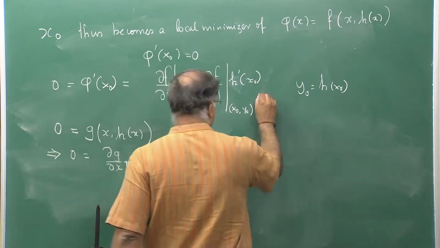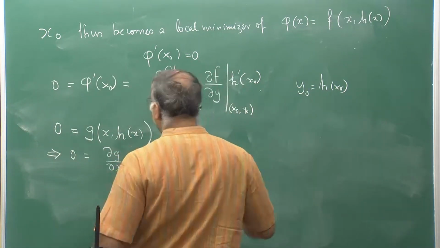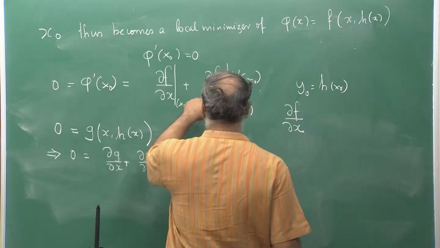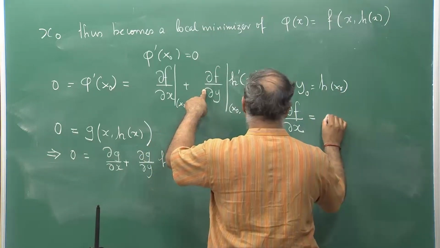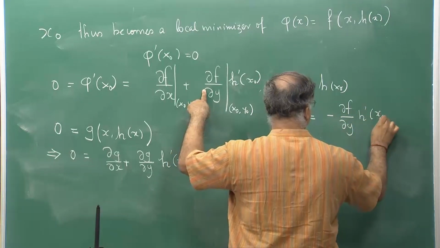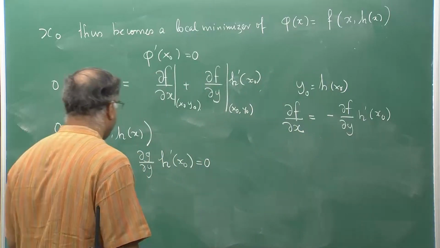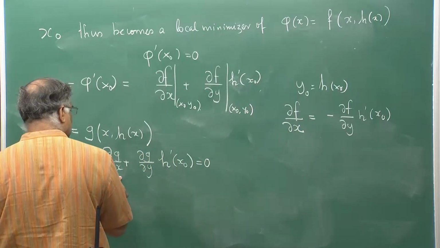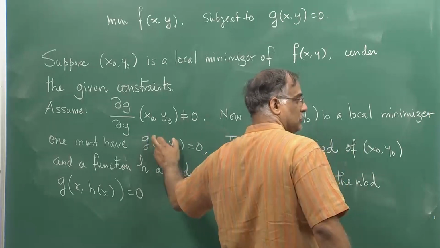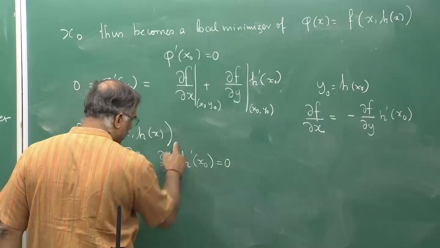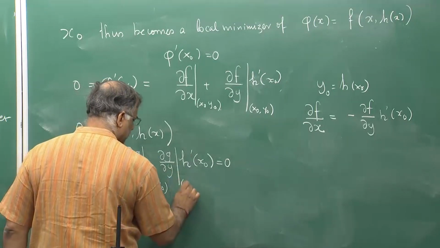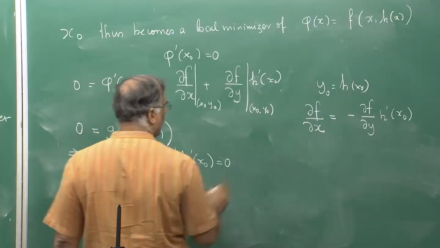From here I will conclude that del f del x is equal to minus del f del y into h dash x naught. But what is h dash x naught? I can write from here, it is minus del g del x divided by del g del y, and del g del y is not equal to 0 at x naught y naught. So these are all evaluated at x naught y naught. If you want to be clear, put x naught y naught. So this is non-zero.